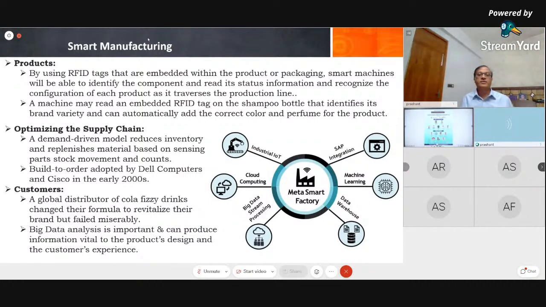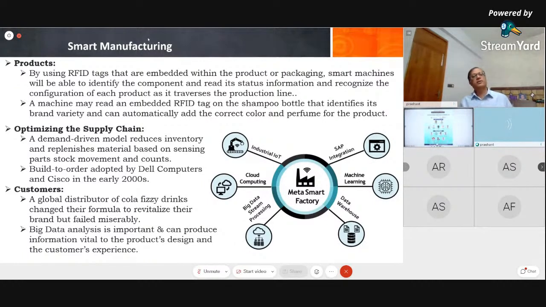So we do have such examples, where it's called build to order. Build to order was adopted by Dell computers, and it was adopted by Cisco also. But Cisco could not build to order because they had a rigid production line, and the orders coming to the company were very diverse. So they had to change their production line quite frequently, and they could not afford to.